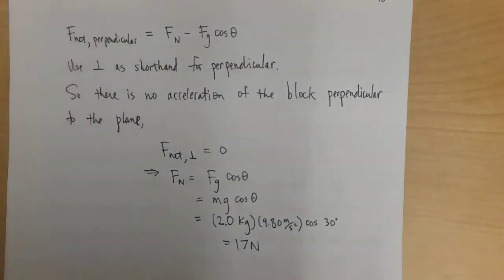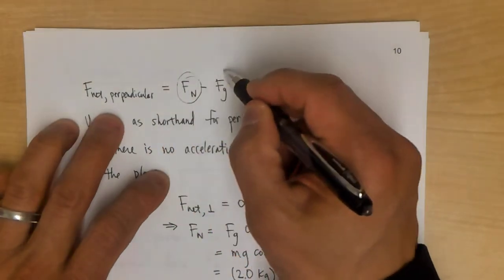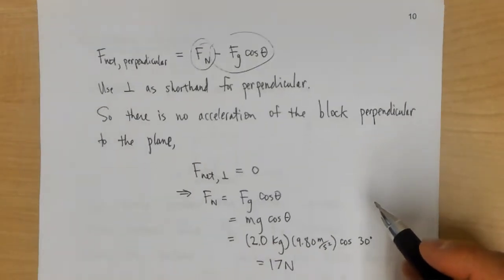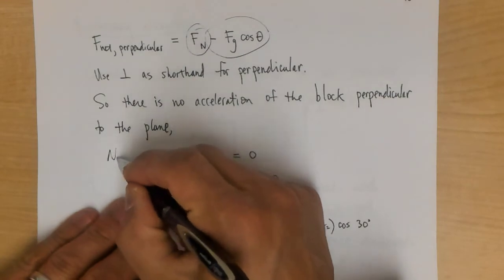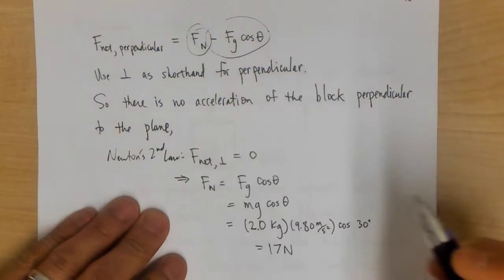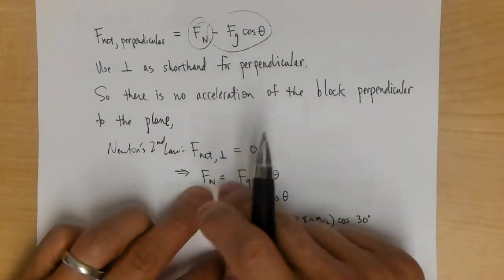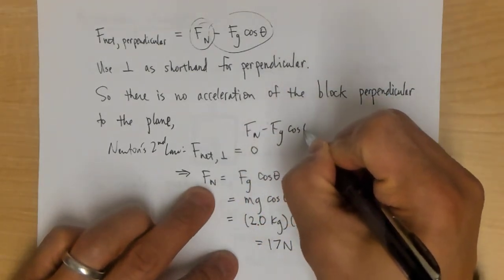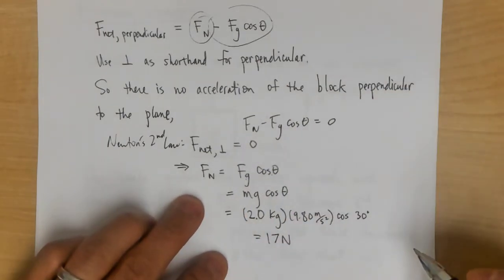Alright, let's use that here. The net force perpendicular is Fn, and then minus Fg cosine theta. Now, we'll use this shorthand for perpendicular. And now we'll apply Newton's second law. We have the net force in the perpendicular direction is 0. So we can just say Fn minus Fg cosine of theta is equal to 0. And therefore, Fn is equal to Fg cosine theta.